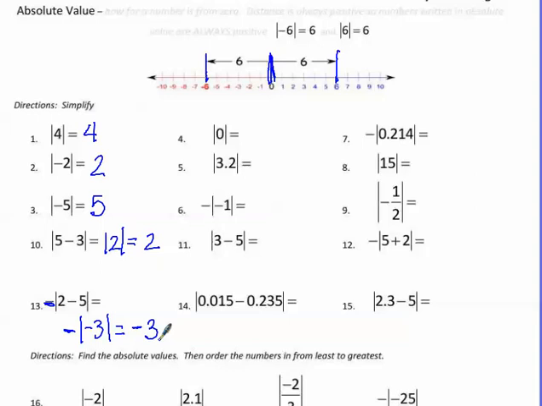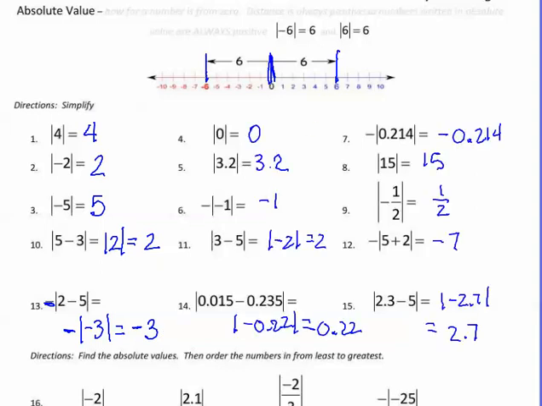Pause the video and try 4 through 15, the second column, and 7 through 16, the third column. Check your answers with the ones written below.